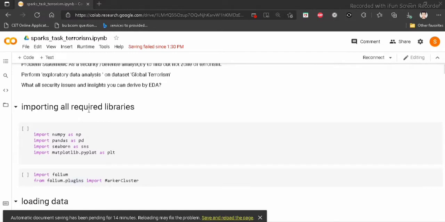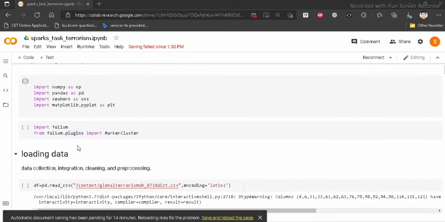Firstly, I have imported all of the necessary libraries, which include NumPy, Pandas, Seaborn and Matplotlib. NumPy is used for fundamental scientific computation and mathematical operations. Pandas is used for data manipulation and analysis. Matplotlib is used for data visualization and plotting graphs, and Seaborn can be considered an extension of Matplotlib. Seaborn is used for making beautiful and attractive statistical graphics, which is nothing but data visualization.